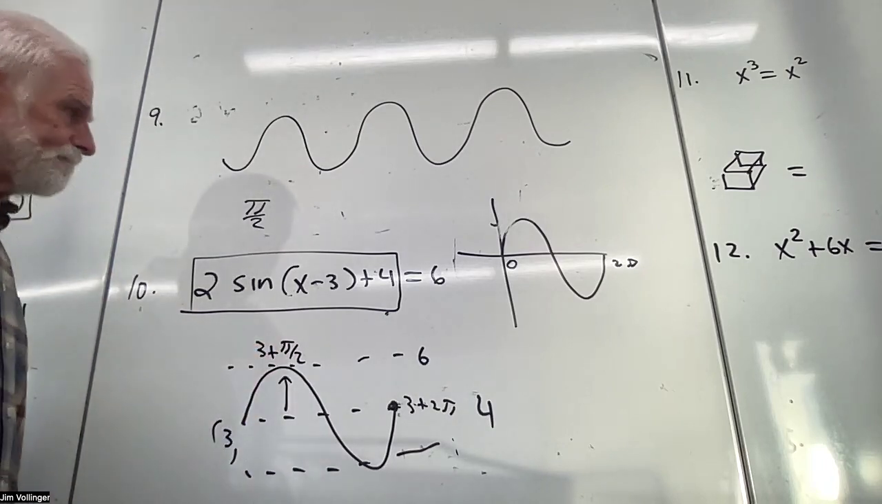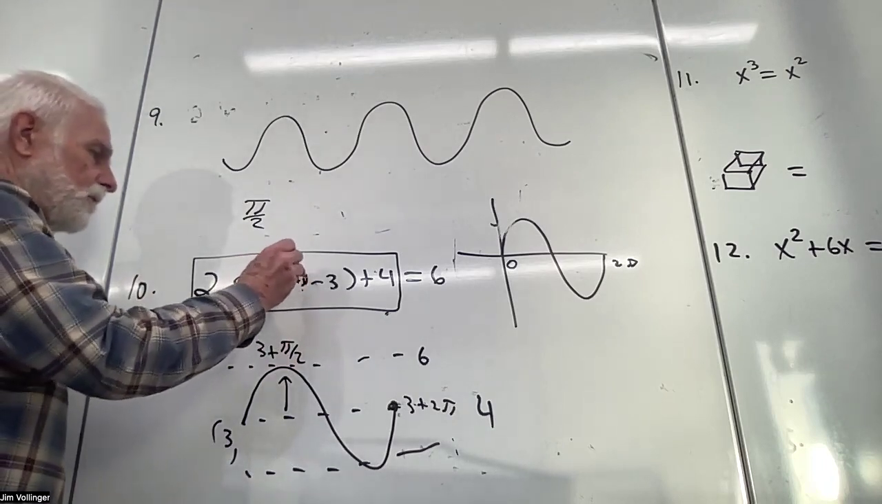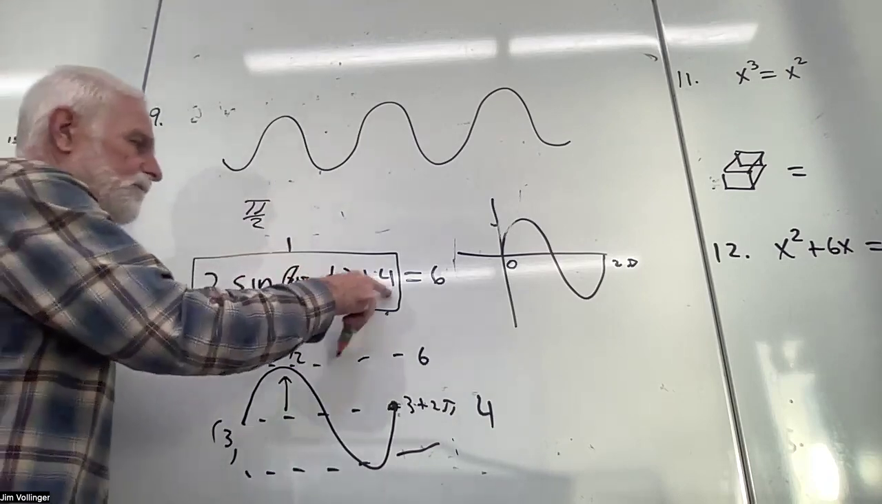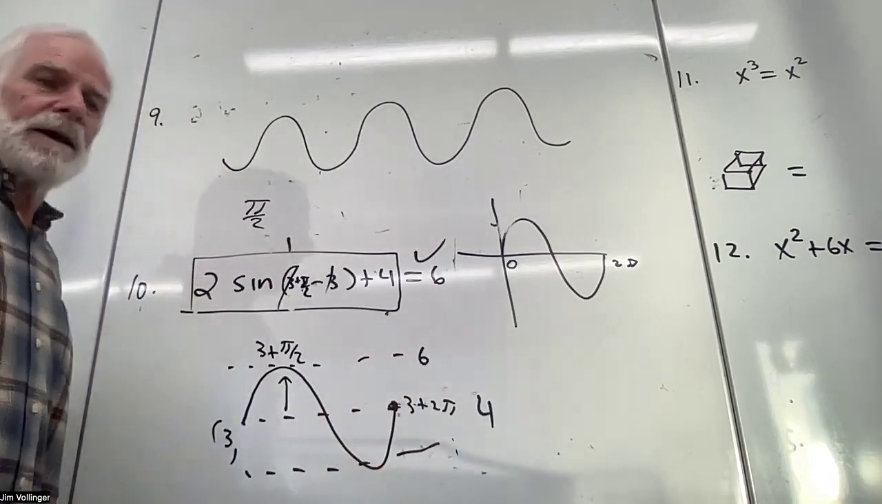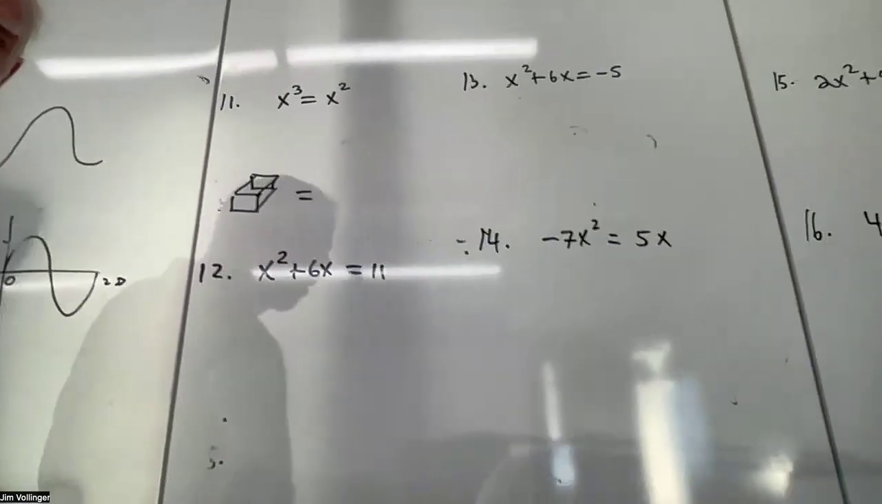All right, so 3 plus pi over 2, let's put it in. 3 plus pi over 2. The 3's cancel. Sine of pi over 2 is 1. 2 times 1 is 2, plus 4 is 6. Okay, and a conversation is starting here, which we will develop over the next several weeks.